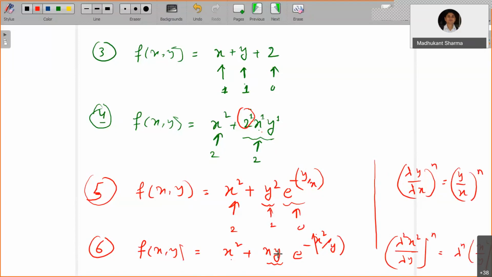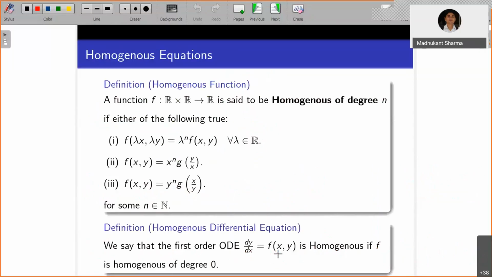Now, how will this help us in solving a special type of differential equation? Let us see that now. So we say that a first order ODE, dy by dx equals f of xy, is homogeneous if f is homogeneous of degree 0. That is, the first order ordinary differential equation is homogeneous if the right hand side is a homogeneous function of degree 0.